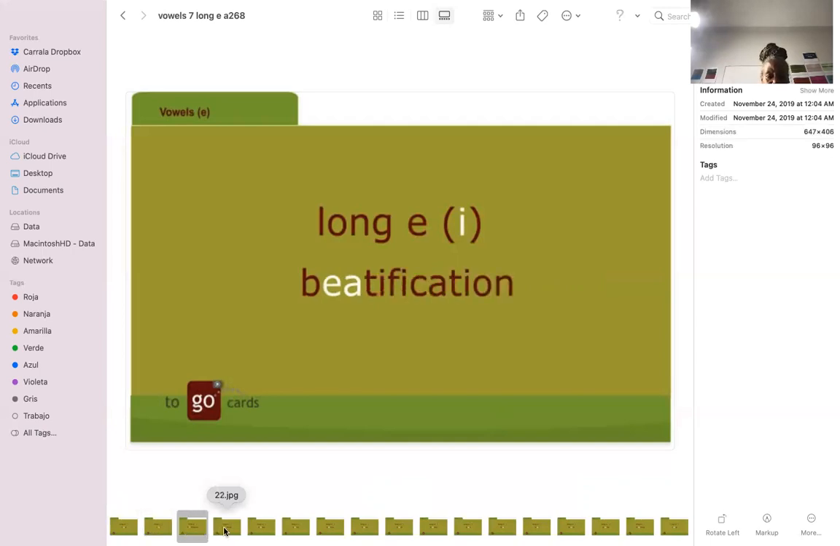Beatification. Beatitude. Beetles. You remember I told you there's the beetle with the EE? That's a bug. It's rather big sometimes and rather scary looking. And then there's the Beatles, which was a rock group, very famous, very, very famous from England.